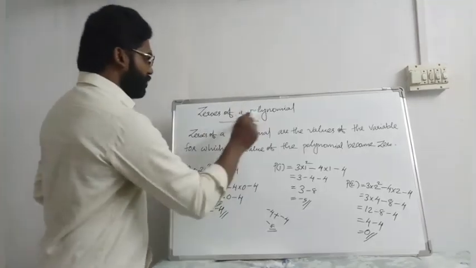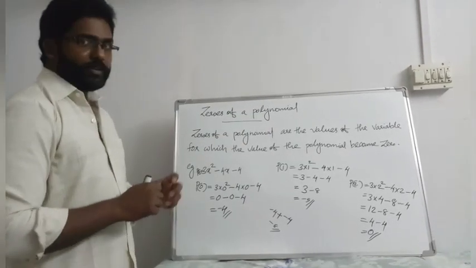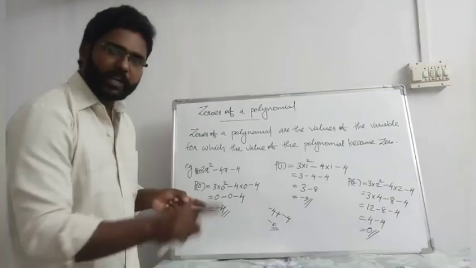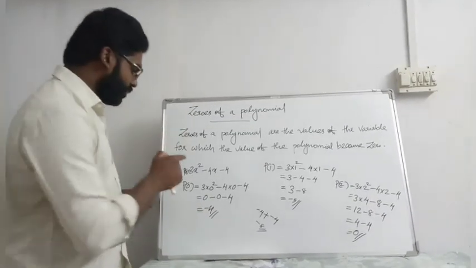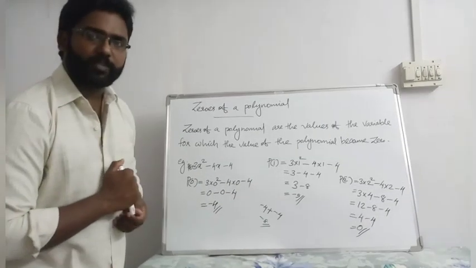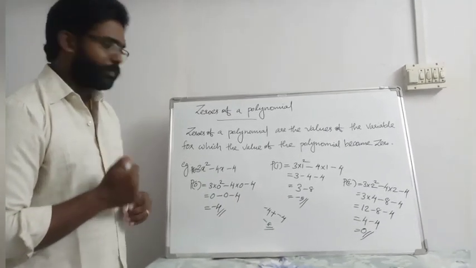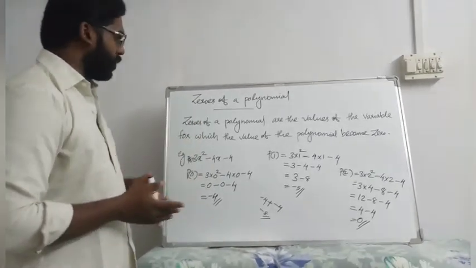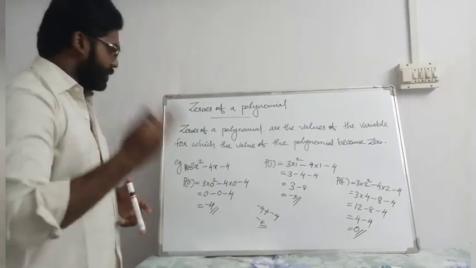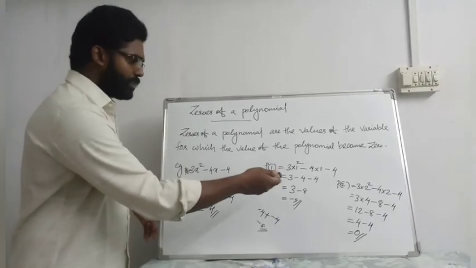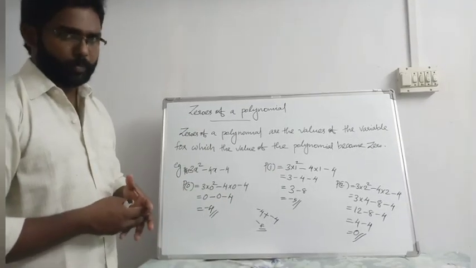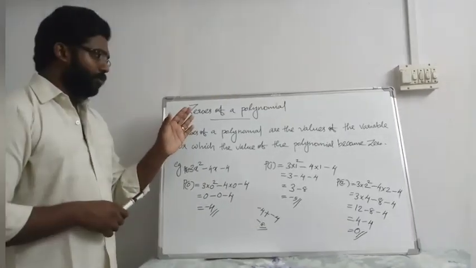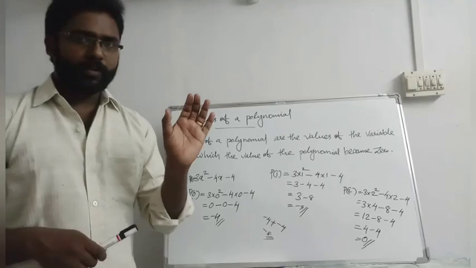So what do we mean by zeros of a polynomial? For which value of the variable the polynomial becomes 0, that value of the variable is called a zero of the polynomial. This is the trial and error method. We can use another method for finding zeros of a polynomial in our next classes. This is done by trial and error method. We already studied it in the 8th standard.